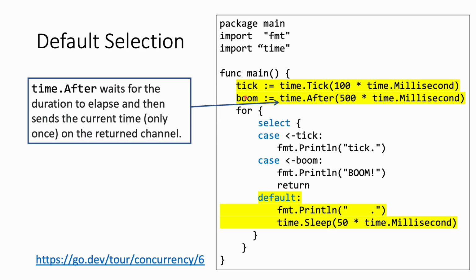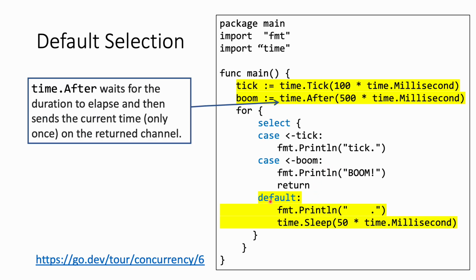The channel returned by the function time.After is a variable boom. The select statement in the for loop has two cases. The first case is receive from tick and will display tick. The second case is receive from boom and will display boom and then return. So a tick is a 100 millisecond marker and a boom is the 500 millisecond marker.